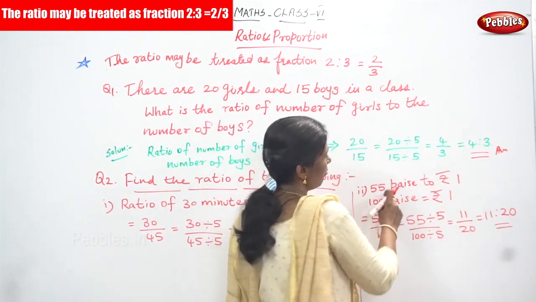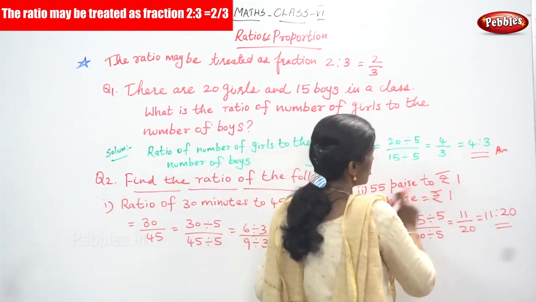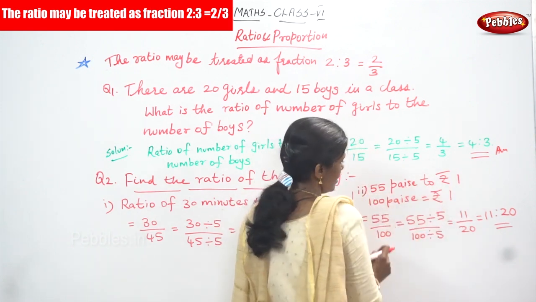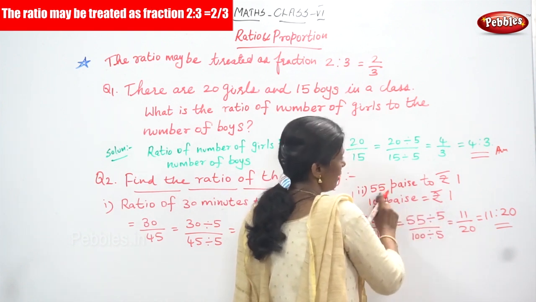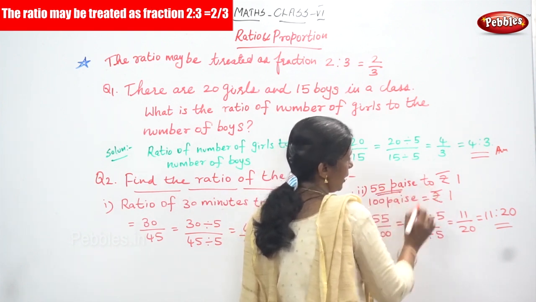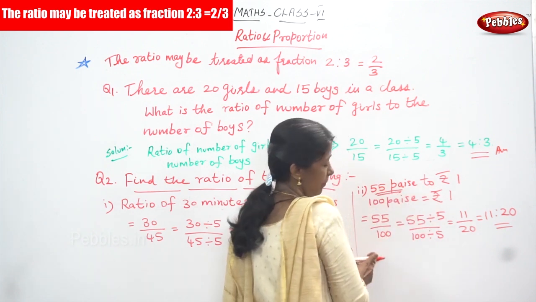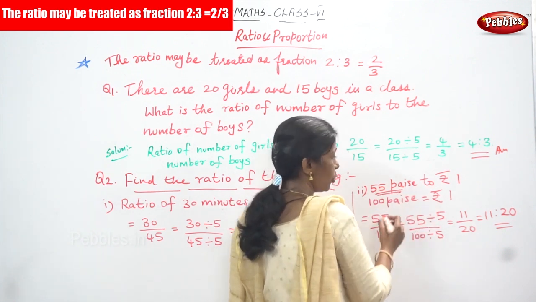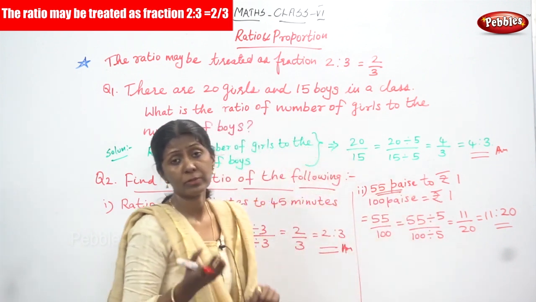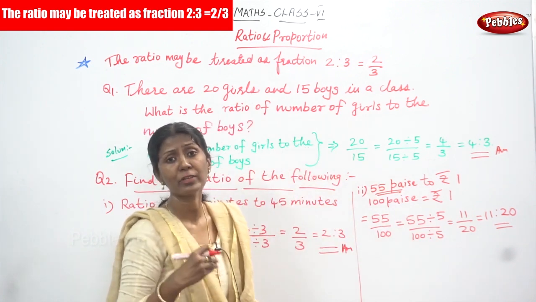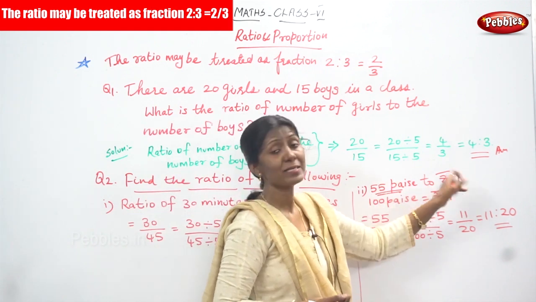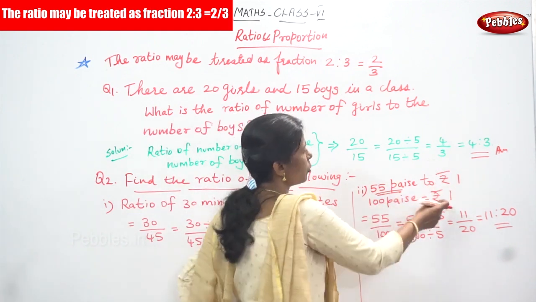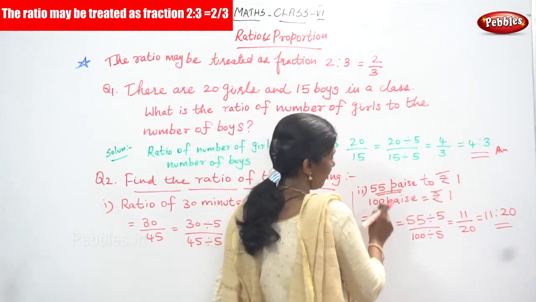The next question: 55 paise to ₹1. You have to find the ratio. 100 paise is equal to ₹1. As I told you already, if the units are different, you have to convert them into the same unit. Here we have 55 paise and here rupees, so the rupees are converted into paise. 1 rupee is equal to 100 paise, so 55 divided by 100.